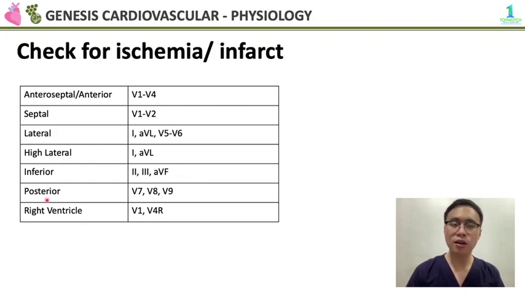And posterior leads are not routinely done, so they have to be requested. If you're thinking of a posterior infarct, you request additional leads, V7, 8, and 9. And for the RV, you also have to request right-sided chest leads.